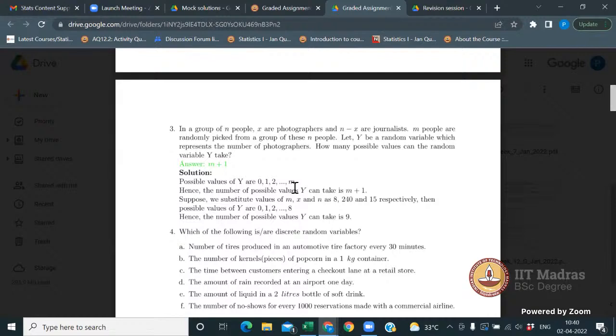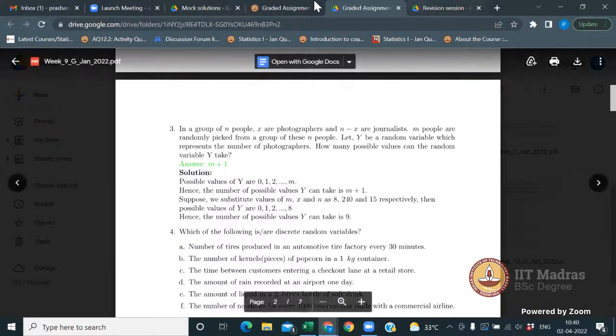I couldn't understand the logic. One second. Where is my Jamboard?